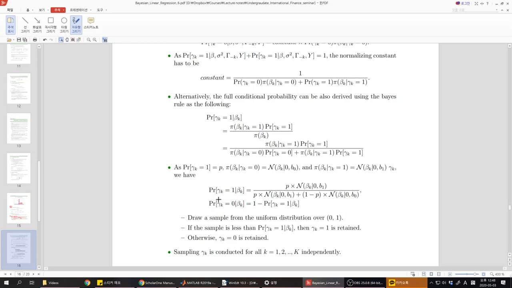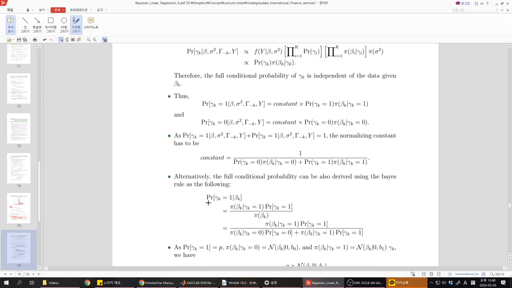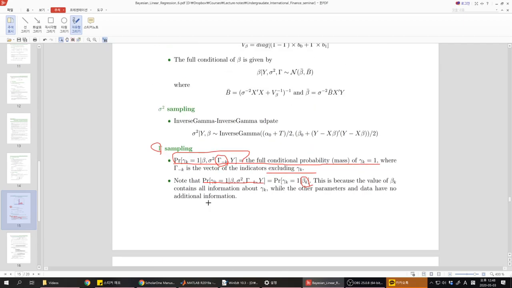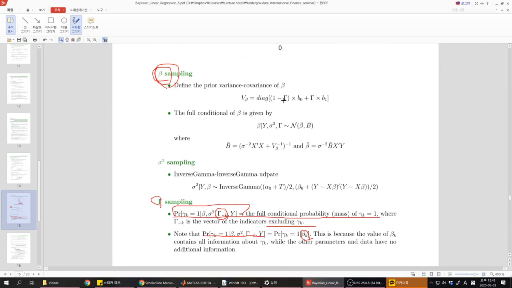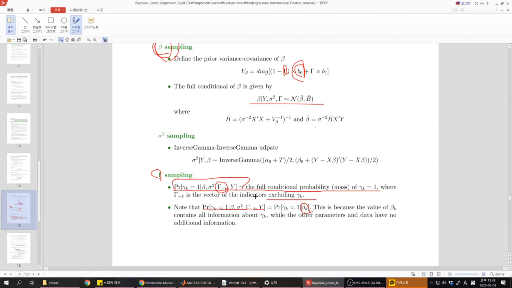Once gamma k is 0, what happens in sampling beta k? Here, this is 0, so the prior variance is now B0. With prior variance B0, this full conditional variance also will be close to 0. So the beta k sampled from this full conditional distribution would be very close to 0, unless the data is very informative, and then it suggests that s k is important.